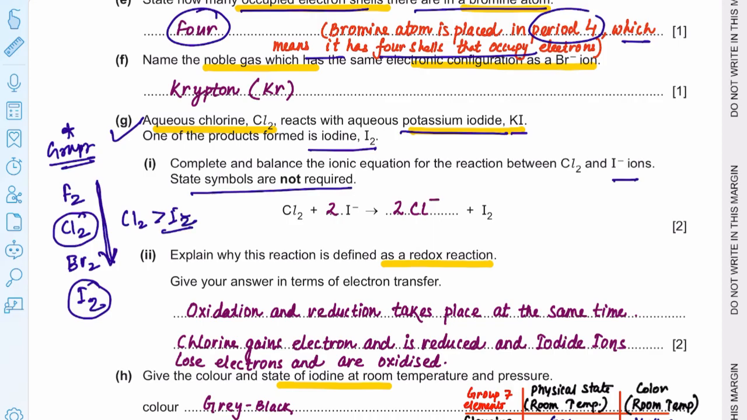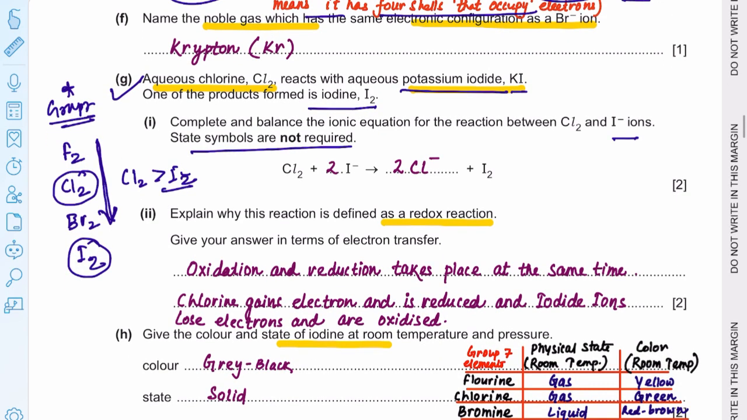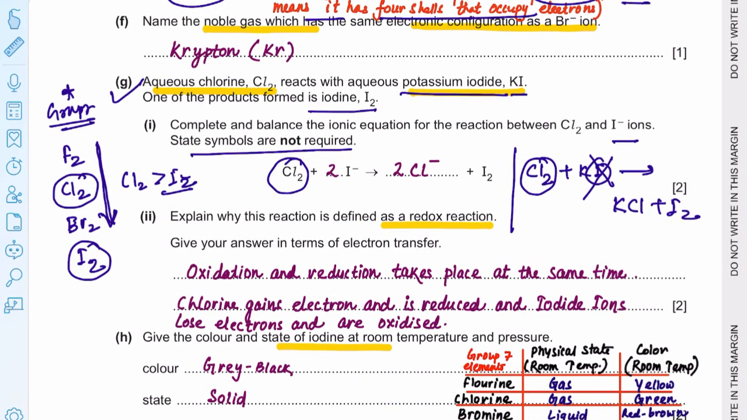So when chlorine reacts with a compound that consists of iodine, it can displace the iodine. For example, if Cl2 is given plus KI, chlorine is more reactive than iodine, so it will replace it. We get KCl plus iodine. So in this case, chlorine will produce iodine, and it will create chloride.